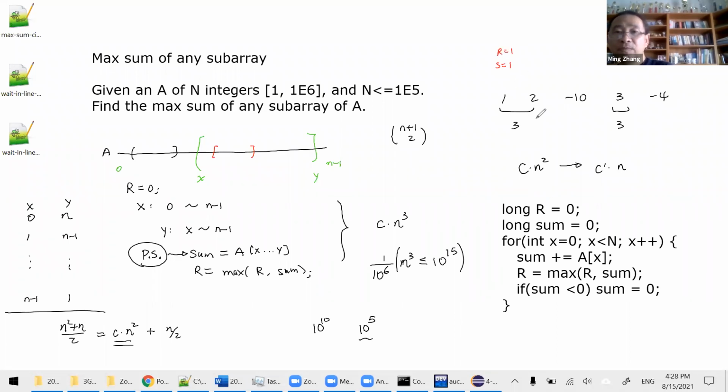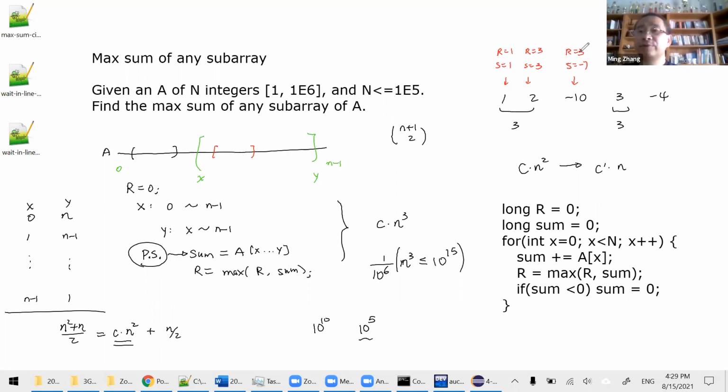Now, when I'm at this point right here, x is 1, sum plus ax, so sum should be 3. 3 is bigger than the record r, so r is 3. Now x is here, so ax is -10, so sum becomes -7. Is -7 bigger than r? No, I'm going to still keep it. So r is still 3.